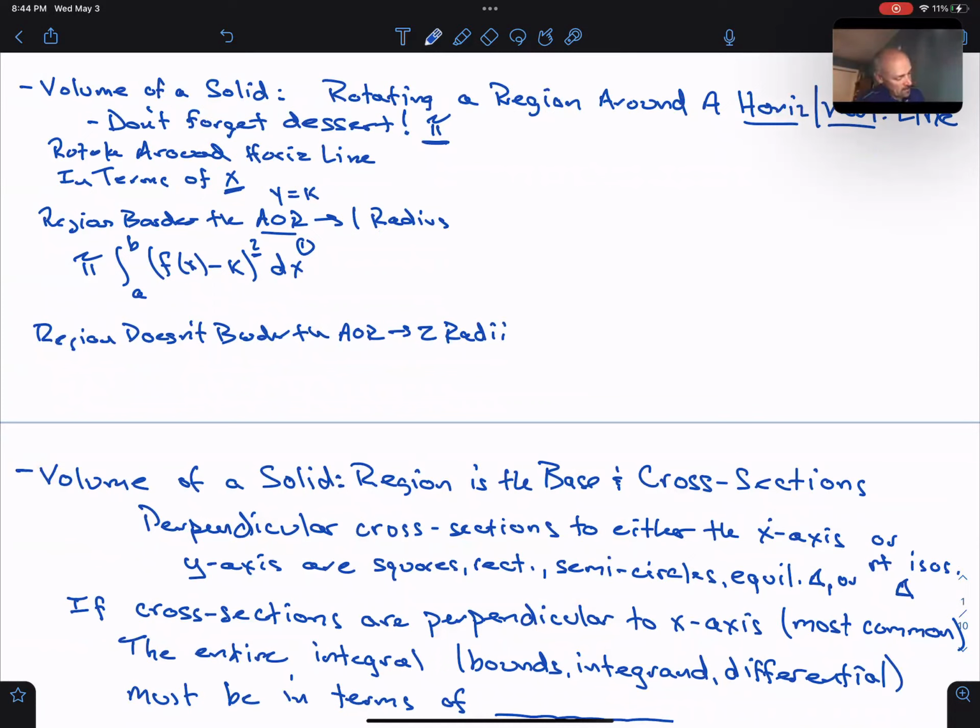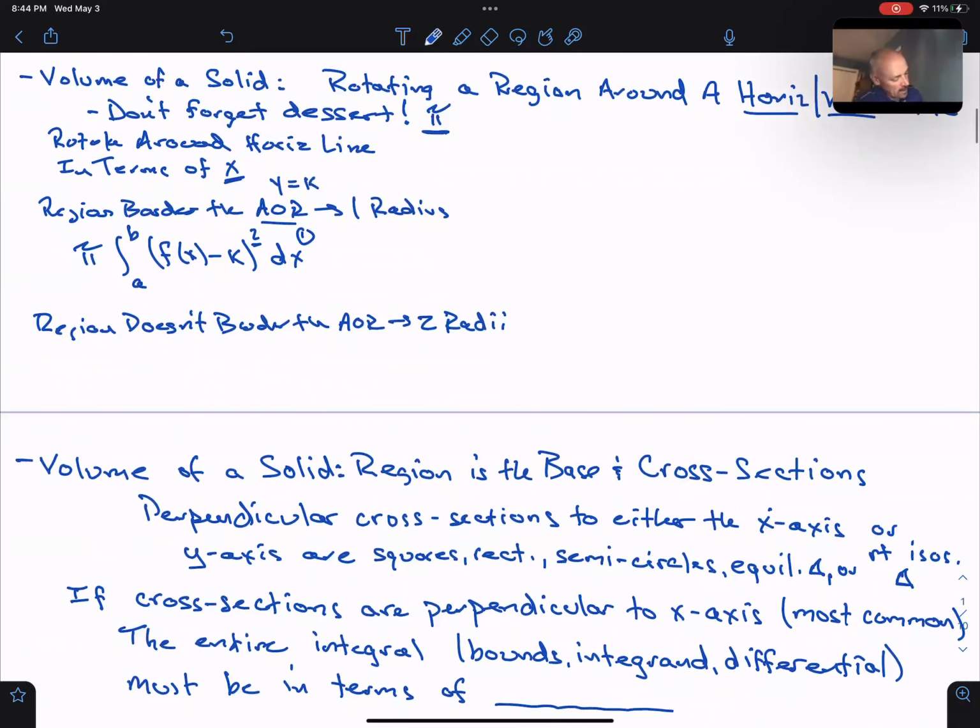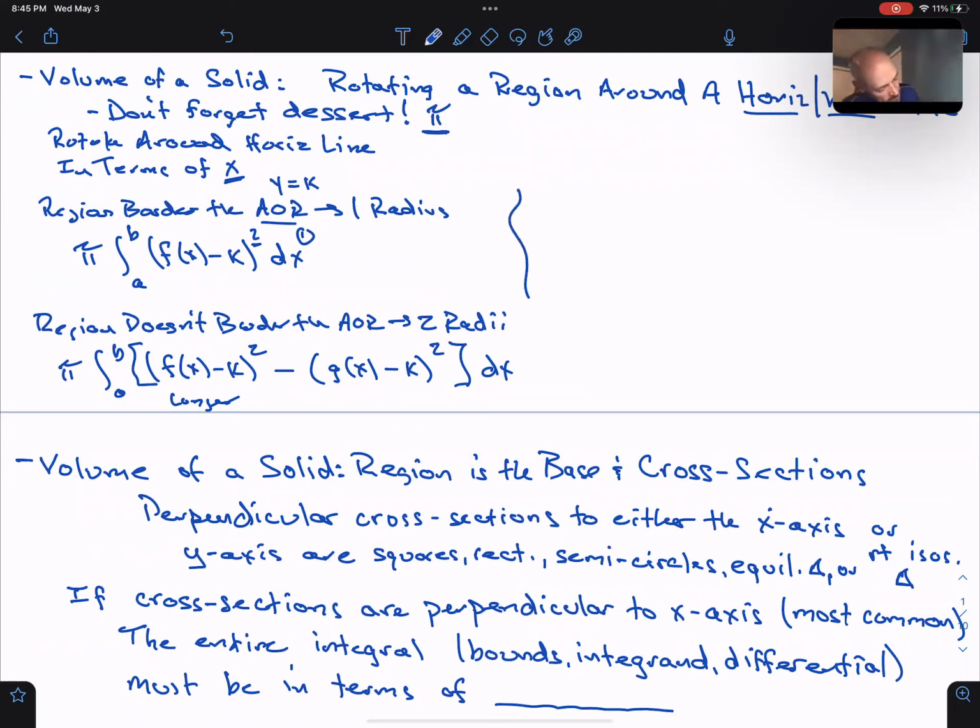And if the region doesn't border the axis of rotation, I'm going to have the two radii. So I'm going to have pi, definite integral, a to b. I'm going to have my one radius, I'm going to say that's f of x minus k squared. It's going to be my longer one. Longer one has to come first, minus g of x minus k squared, and then dx.